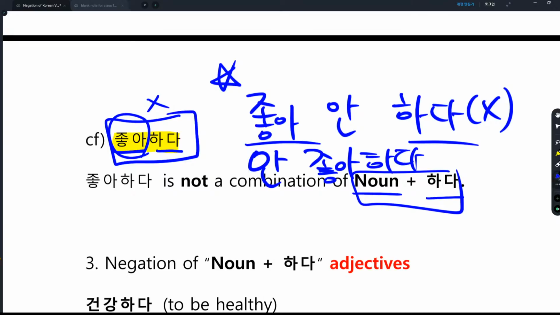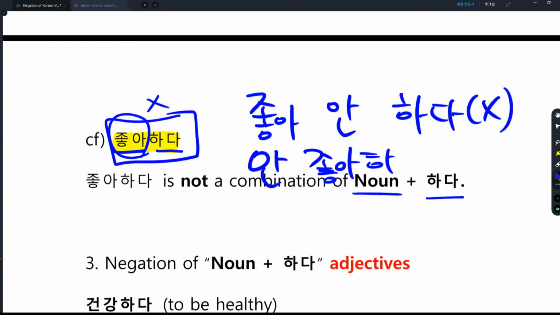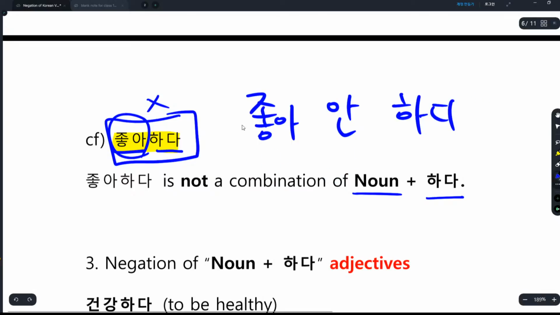That's grammatically incorrect, guys. If you want to be unconventional, and maybe you want to sound playful, you can definitely change it up to 좋아 안 해. But normally, grammatically speaking, this is not correct, guys. So 안 좋아하다 would be the correct negation form of 좋아하다.